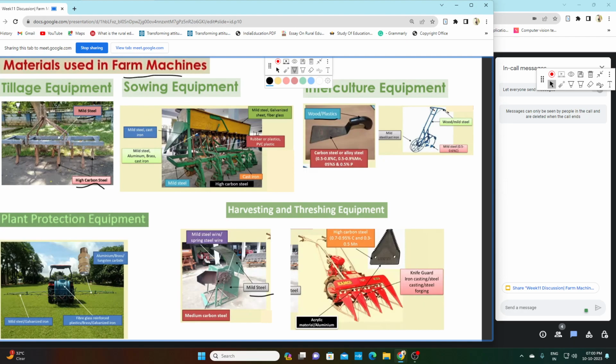So again I am repeating, for tillage equipment, for the frame we are using mild steel, and for the working element we are using high carbon steel. For sowing equipment, the working element is made up of that same high carbon steel. The frame is made up of mild steel, just like a cultivator. The seed tube is made up of rubber or plastic or PVC plastics. The hopper is made up of mild steel, galvanized sheet, or fiberglass.